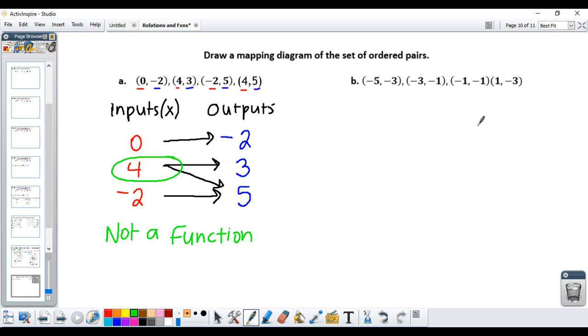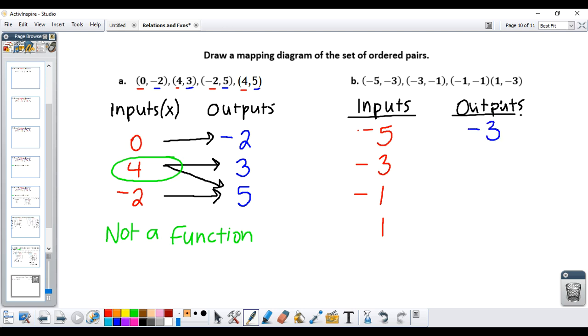Let's look at B. So again, I'm going to start the same way. I'm going to list my inputs and my outputs. So inputs on the left, outputs on the right. Okay, my inputs are my x values. So I have -5, -3, -1, +1. My outputs are the y's: -3, -1, -1 again, -3 again. So I only write them once.